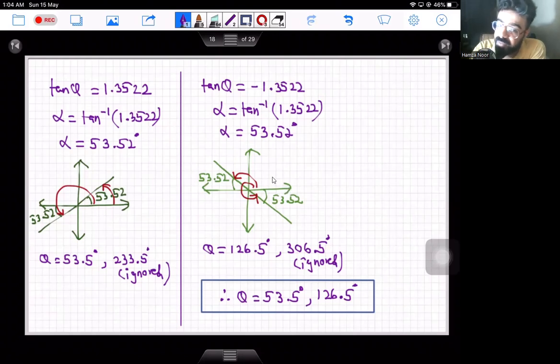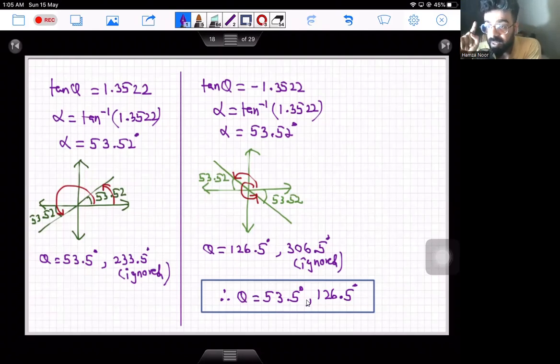So one possible value of theta would be 126.5, which is 180 minus 53.52, correct to 1 decimal place. And the other one, which is 360 minus 53.52, will be ignored. Even if you don't mention these ignored ones, it's completely fine. Your final answers are 53.5 and 126.5, correct to 1 decimal place. This is the default accuracy when you are giving your answers in angles in degrees. When you are giving them in radians, the default requirement is correct to 3 significant figures.